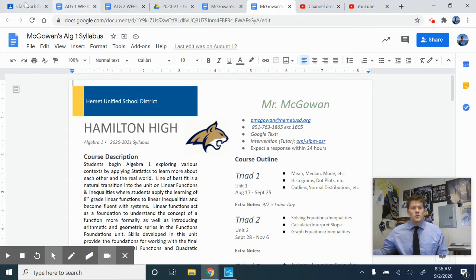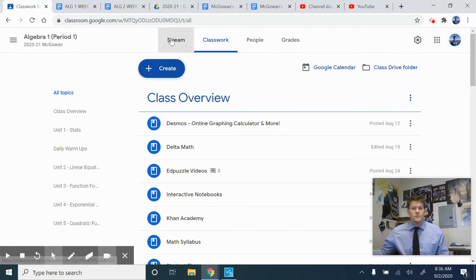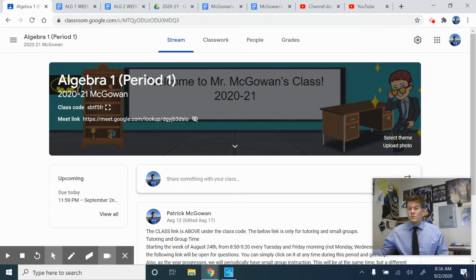So I'm looking at our Google Classroom, and I'm looking at Algebra 1, Period 1. These look almost identical as well, whether it's Algebra 1, Period 1, 3, and 5, or Algebra 2, Period 2 and 4. They look almost identical. On Google Classroom, the first thing that'll open up is the Stream tab.